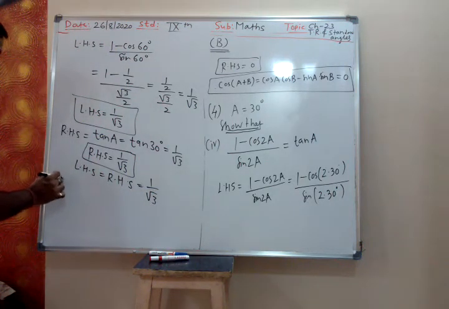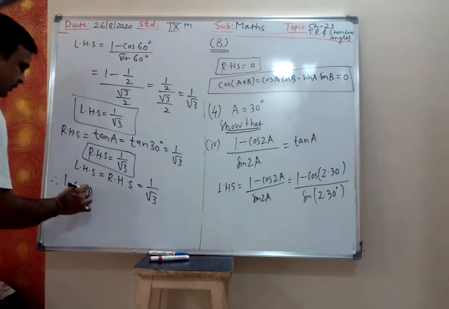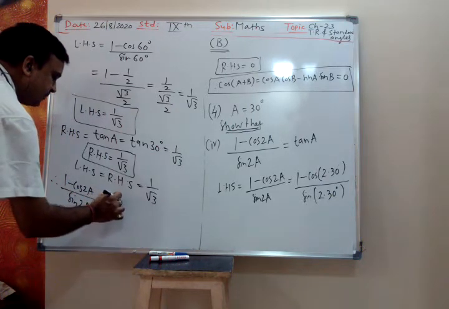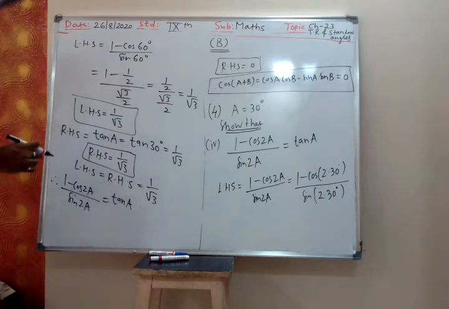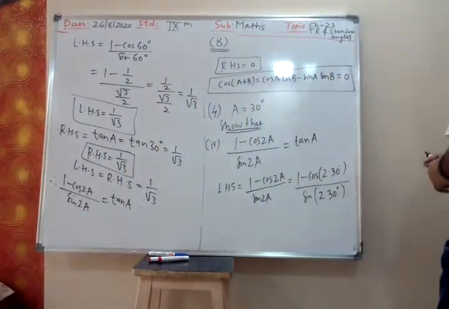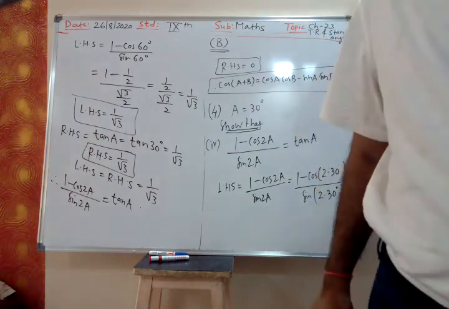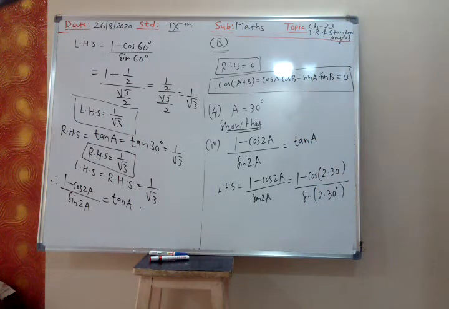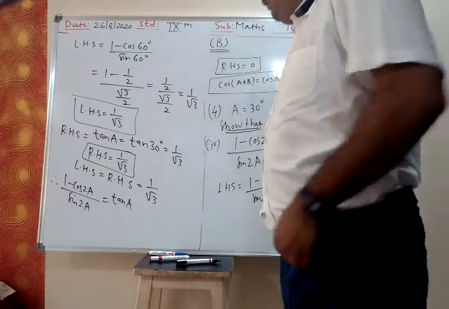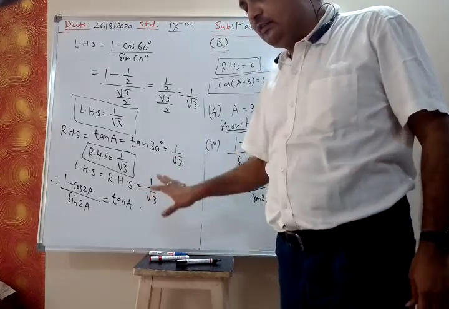And therefore, 1 minus cos 2a upon sin 2a is equal to tan a. We don't write it is proved because it is asked show that. So we write LHS is equal to RHS is equal to 1 upon root 3. That part you should write. Even if you don't write 1 upon root 3, no problem, but I will advise you to write.